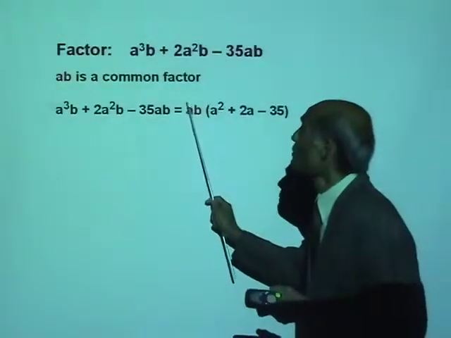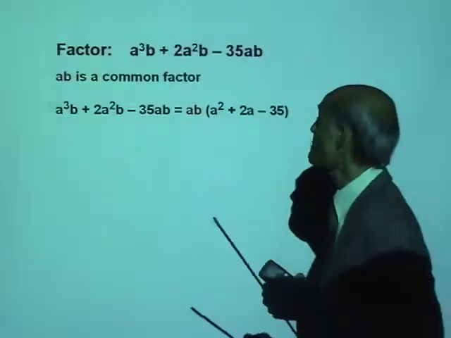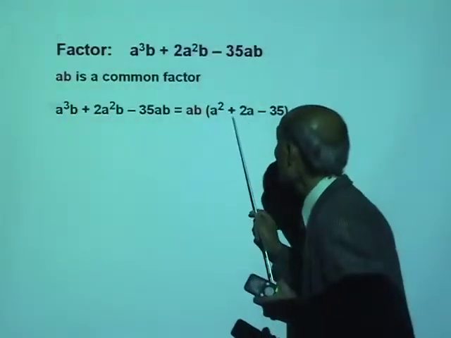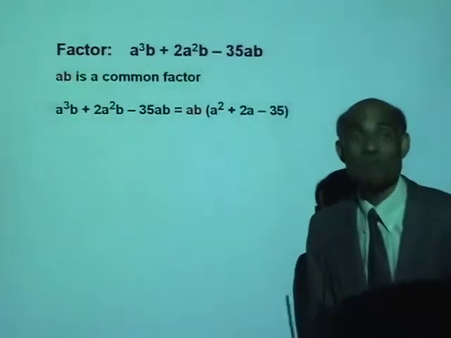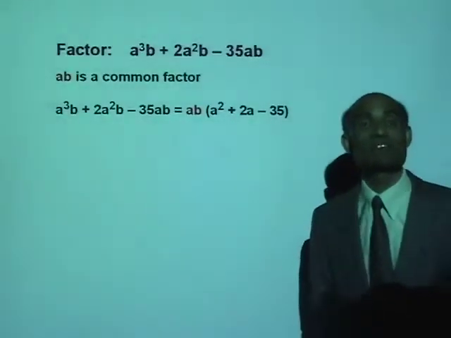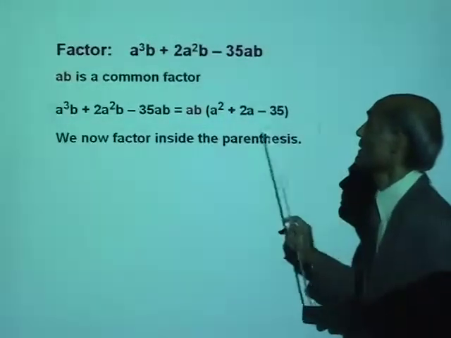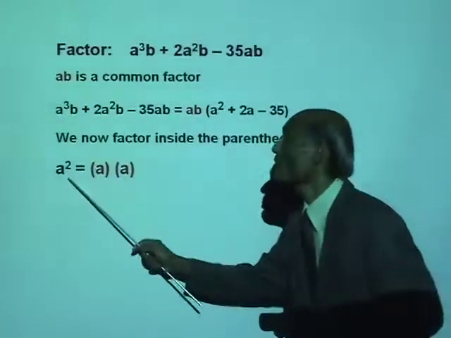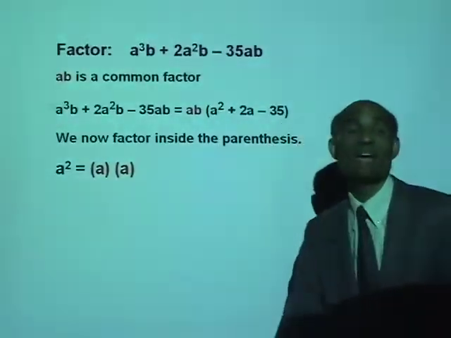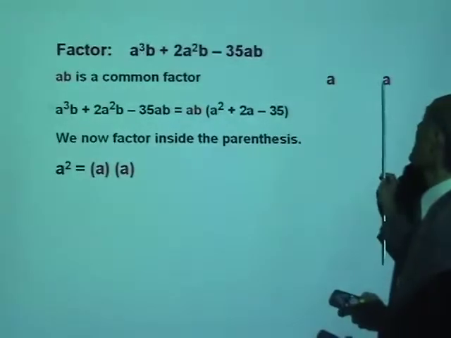Okay, so we have now pulled out the common factor, that is AB. And now you have a trinomial, a squared plus 2a minus 35. Let's factor that trinomial. Alright, factor the first term of the trinomial. A squared equal to a times a. Let's write them side by side, a and a.